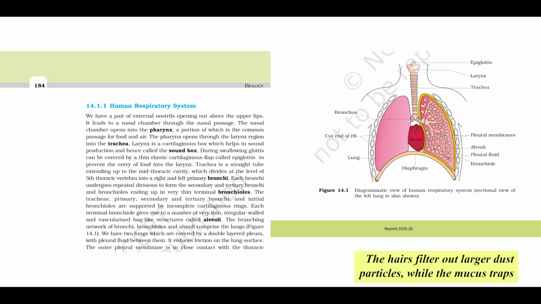The hairs filter out larger dust particles, while the mucus traps smaller particles, humidifies the incoming air, and also starts warming it up towards body temperature. This conditioning role is important. The nasal chamber then opens into the pharynx. This is a critical anatomical junction.